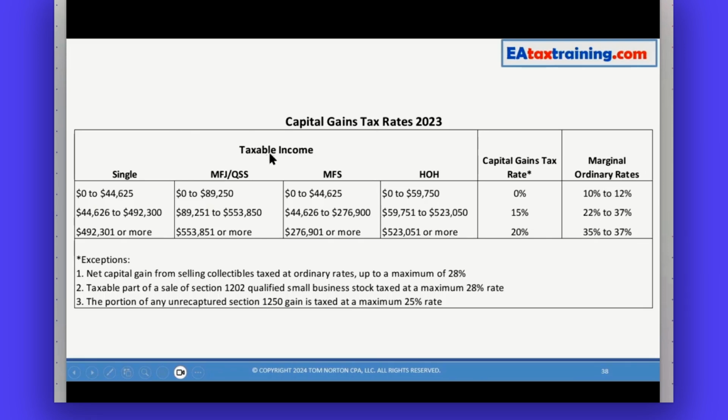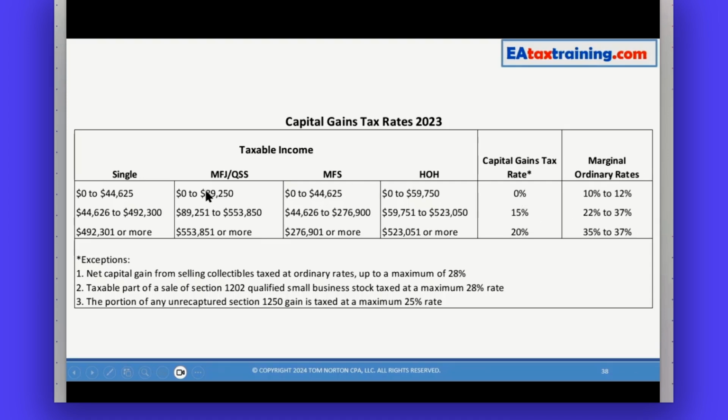So if you have a taxpayer that has a capital gain and their taxable income, let's say they're single, if their taxable income is $44,625 or less, they're going to pay a 0% capital gains tax rate. So if they sell an item, a long-term capital asset, they have a long-term capital gain, and their total taxable income is $44,625 or less, they will pay 0 tax on that capital gain.